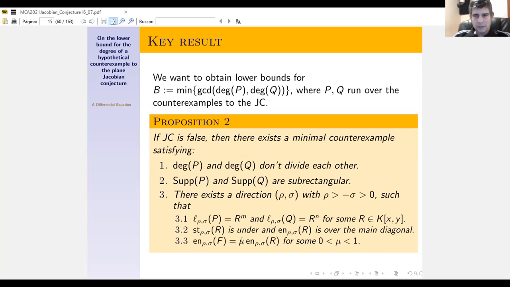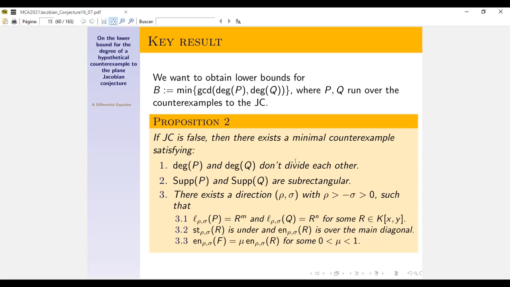So if you use this result in a proper way, then we get the following. We want to have lower bounds for the greatest common divisor of the degree of P and the degree of Q, where P and Q give a counterexample. If the conjecture is false, then there exists some counterexample. This is trivial, and it is also not so difficult to prove, and then the degree of P and the degree of Q cannot divide each other. If one of them divides the other, then we can reduce the size of the counterexample.